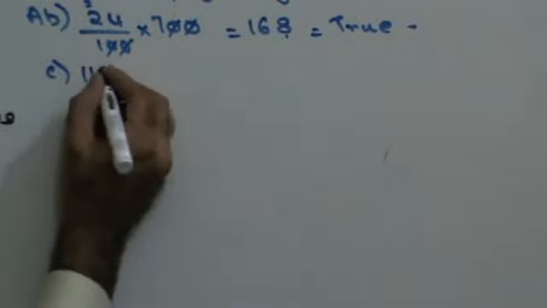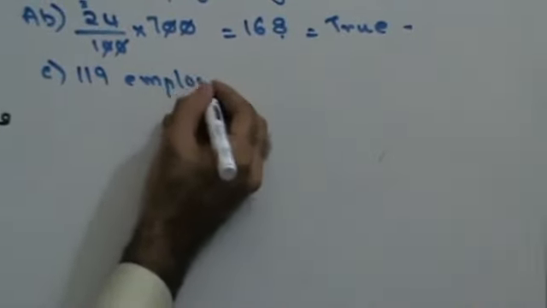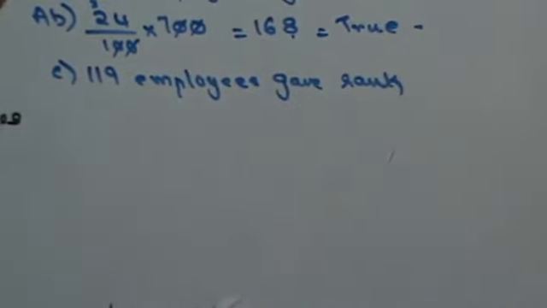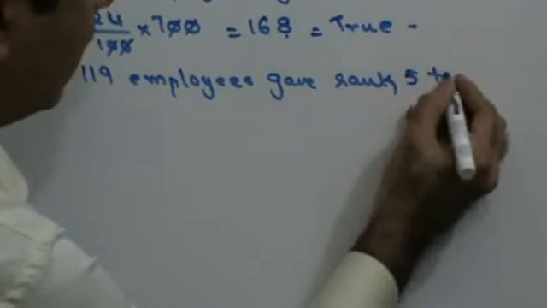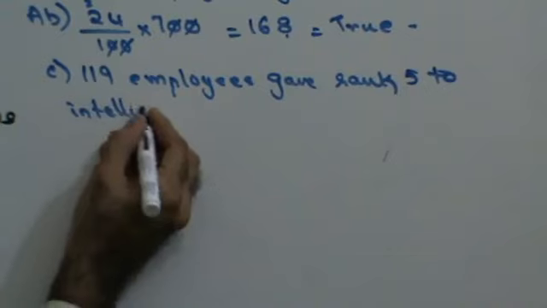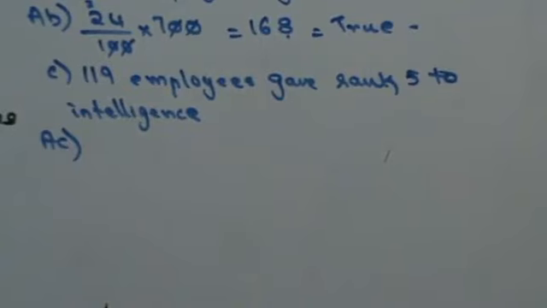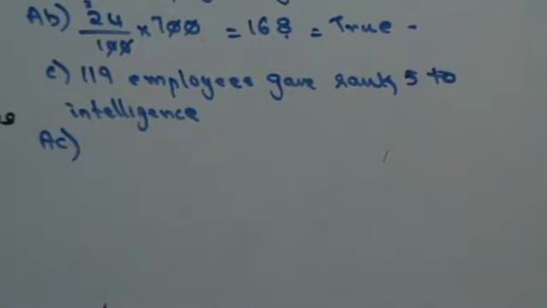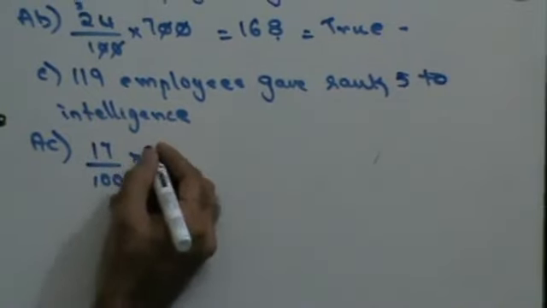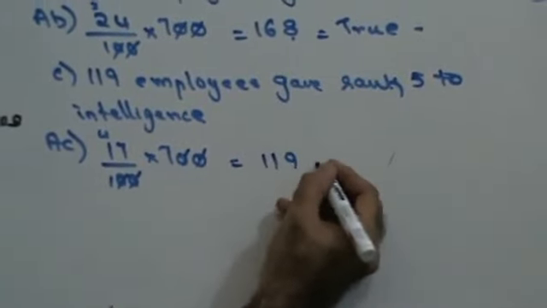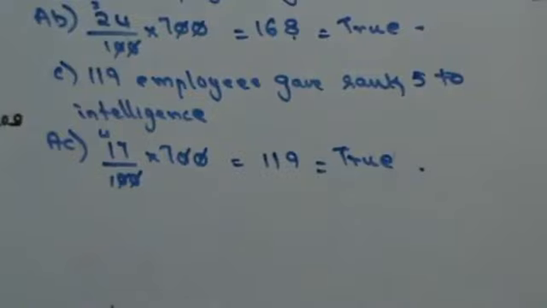119 employees gave rank 5 to intelligence. Let's check. Rank 5 to intelligence: 17% of the employees have given rank 5 to intelligence. 17% of 700 is 119. True. Next, let's see question number 17.